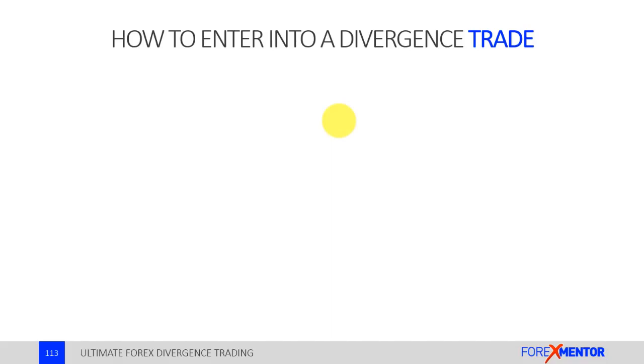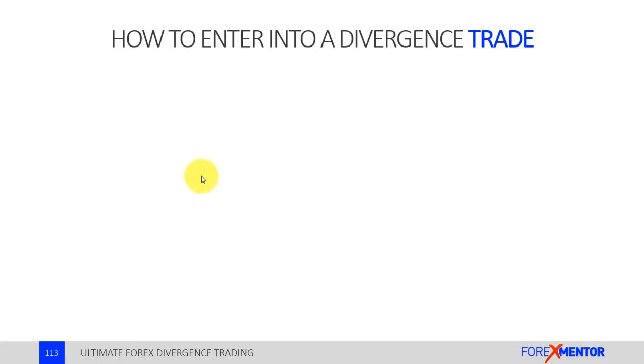Okay, now that we have spotted the divergence at a key level, we've assessed the setup to make sure it meets all the criteria that we want it to meet to give us a high probability setup. Now it's time to enter the trade. So how are we going to enter into the trade?